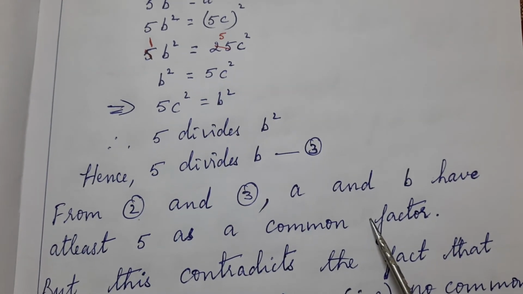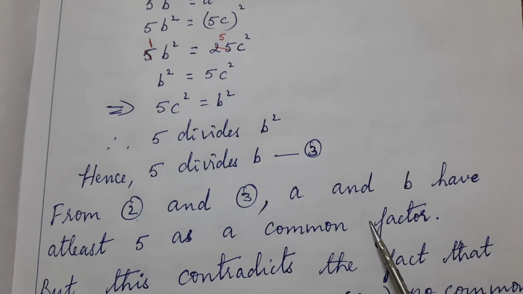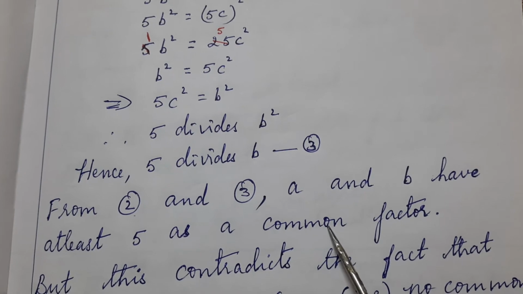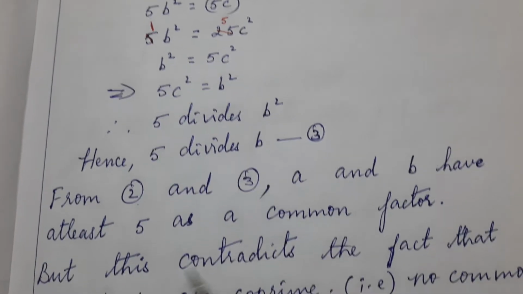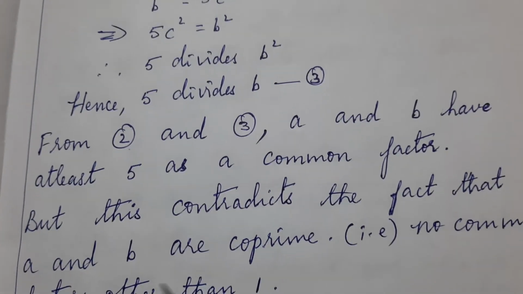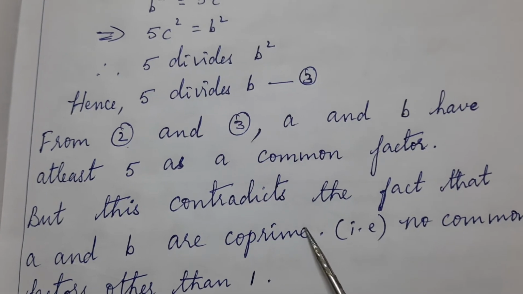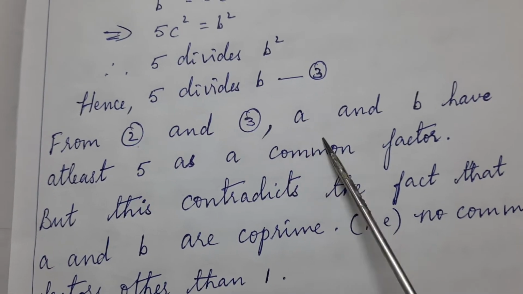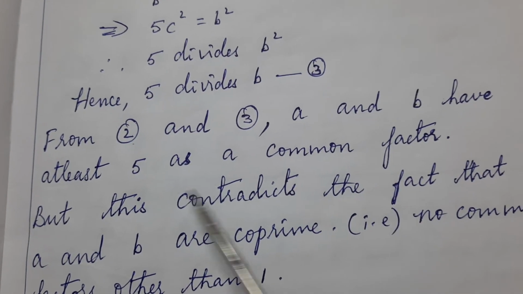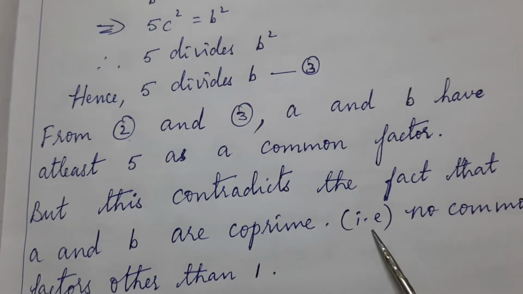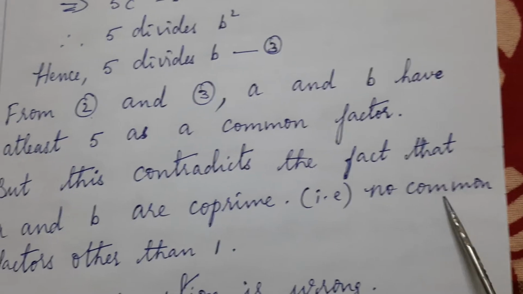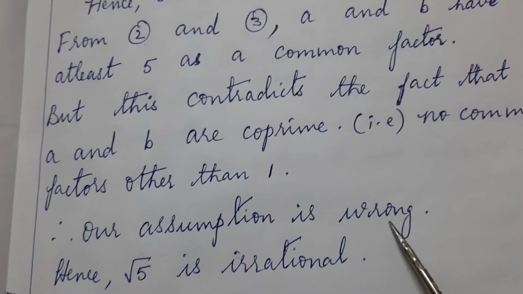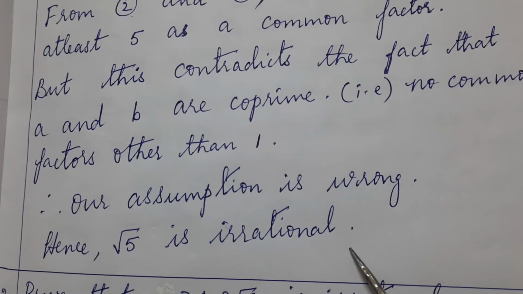We assumed that a and b are coprime numbers. But now we can see a and b have 5 as a common factor. That means they are not coprime. So this contradicts the fact that a and b are coprime numbers. What we assumed was coprime, but in the end we are getting that it is not coprime because it has 5 as a common factor. What is coprime? That is, no common factor other than 1. So our assumption is wrong. Hence root 5 is an irrational number.